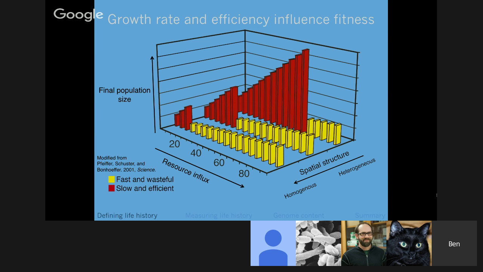In contrast to that, the slow and efficient organism won the competition when resource concentrations were low, so all the way on the back left of the plot, and also at higher resource concentrations when the environment was patchy or heterogeneous. And really the take-home message from these studies was that when resources are privatized to a single species, whether by spatial structure or by low resource concentrations, these slow-growing and efficient organisms could win and avoid ultimately a tragedy of the commons, whereas the fast and wasteful organism would take over and outcompete the other organism, but ultimately leave a lower final standing population size because of its inefficient growth.